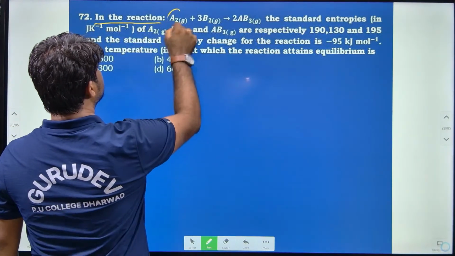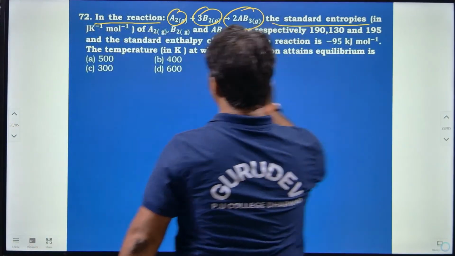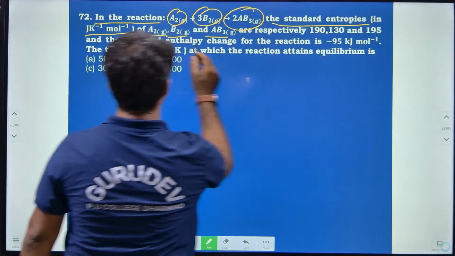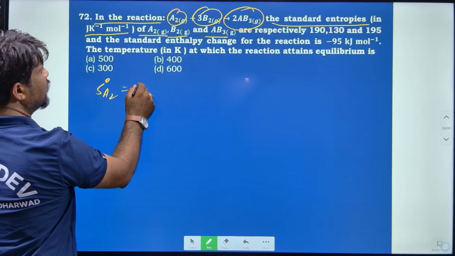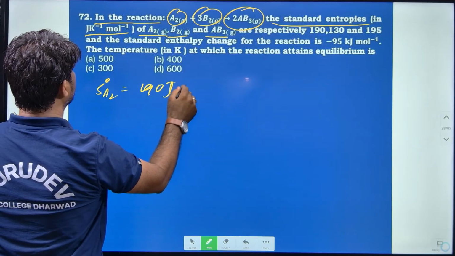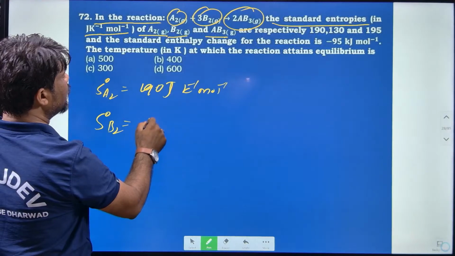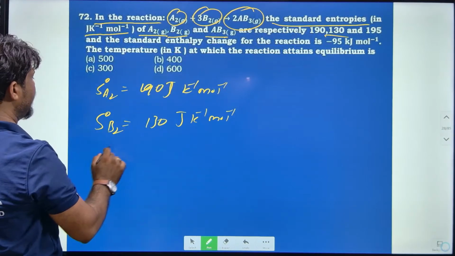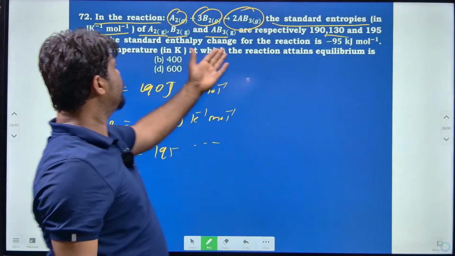Well, go to the next question. In the reaction A2 plus 3B2 gives 2AB3, the standard entropies in joule per Kelvin per mole of A2, B2 and AB3 are respectively: S naught of A2 is 190 joule per Kelvin per mole, S naught of B2 is 130 joule per Kelvin per mole, and S naught of AB3 is 195 joule per Kelvin per mole.